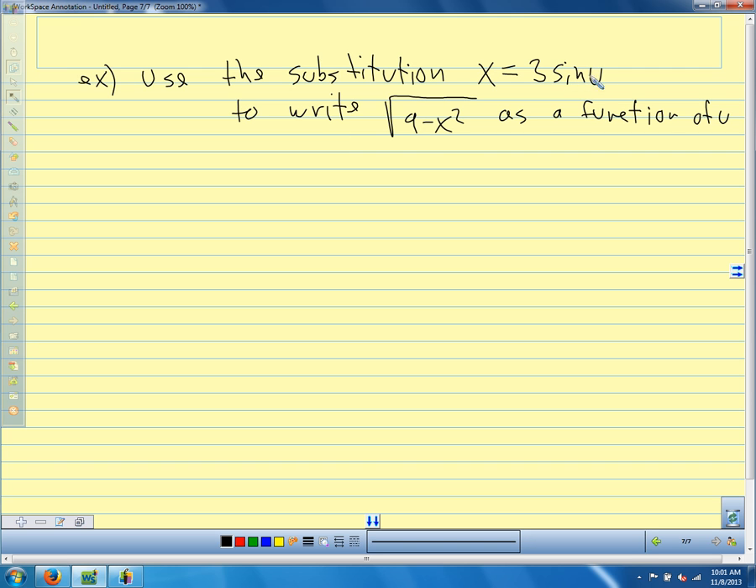All right, so I'm just going to plug 3 sine u in here for x. So I'm going to write square root of 9 minus 3 sine u squared. So I get the square root of 9 minus, if I square all of this, what do I get? 9 sine squared u. All right, we should be getting happy already because of the sine squared. What can I do with this now? How can I simplify this? Can I subtract 9 minus 9? No? What can I do with that 9? I can factor it.